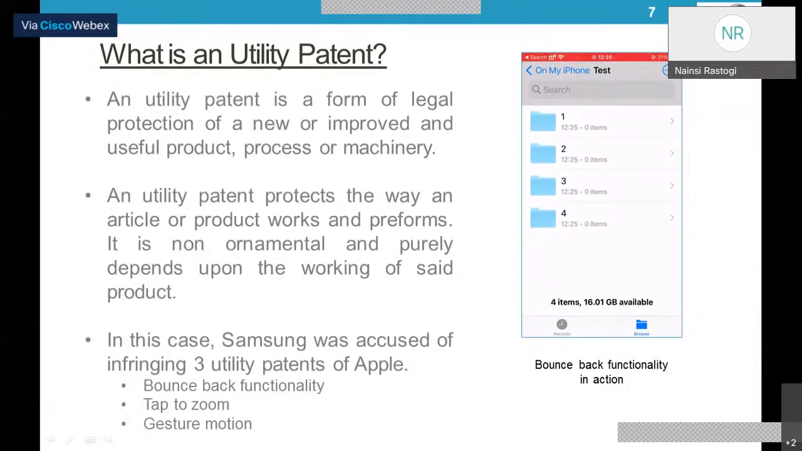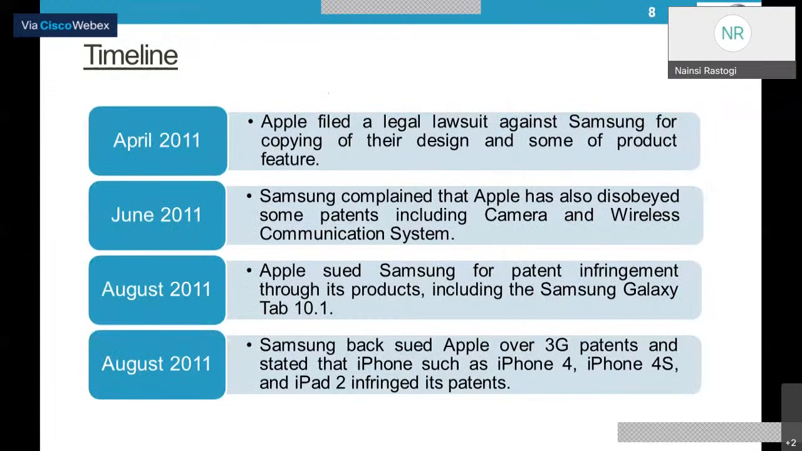So let's understand the timeline. The case started in 2011, when Apple filed a legal suit against Samsung for copying its design and some of its product features. Then in 2011, Samsung complained that Apple had also disobeyed some of its patents, including camera and wireless communication. So it is not only Samsung infringing Apple's patents. Samsung made the accusation that Apple is also infringing some of its IP rights.